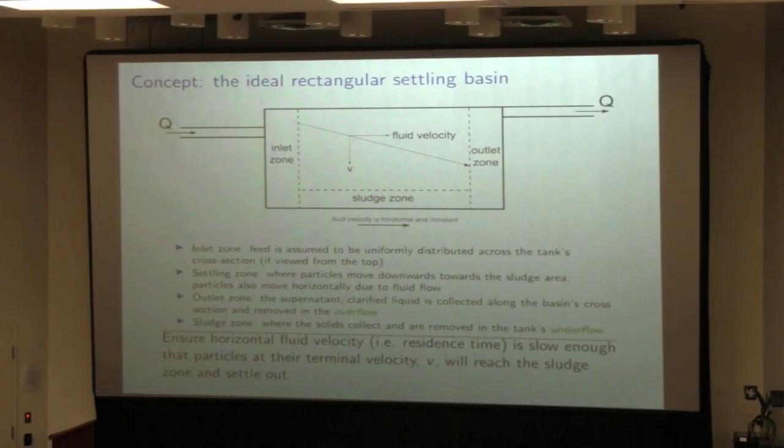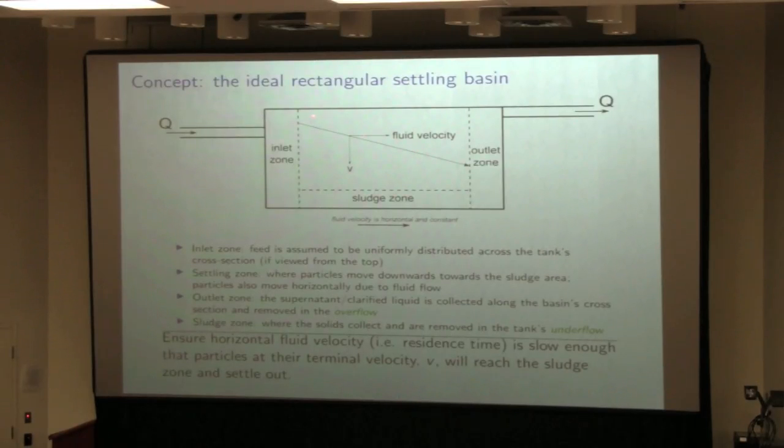So we have our inlet zone, which is assumed that all the material coming in our inlet is uniformly distributed across the edge of that rectangle, which may or may not be true depending on how that inlet pipe is designed. But for the most part, we're assuming from top to bottom and from left to right, across the cross section of the tank viewed from the top, that all our material is uniformly distributed. And then all that material is going to uniformly move across to the exit side. So it will pass through this settling zone over here.